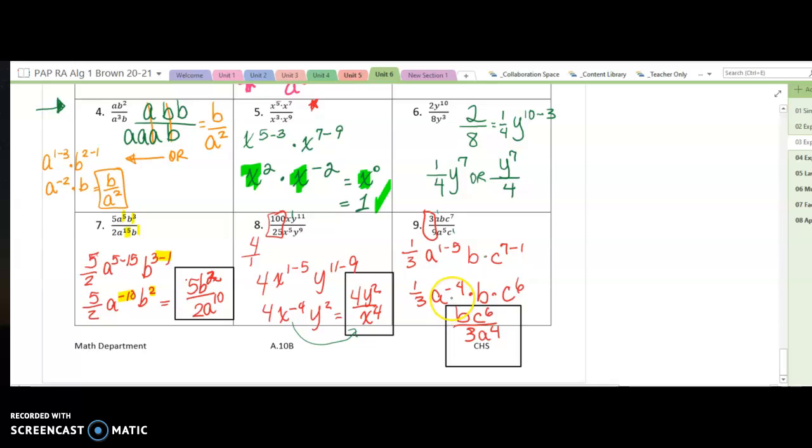This a to the negative 4 is not happy up here. He goes on the bottom. He's going to go down here on the bottom with this 3. Okay? The b goes on the top. This 1 doesn't have to be rewritten. b goes on the top with the c to the 6th power.